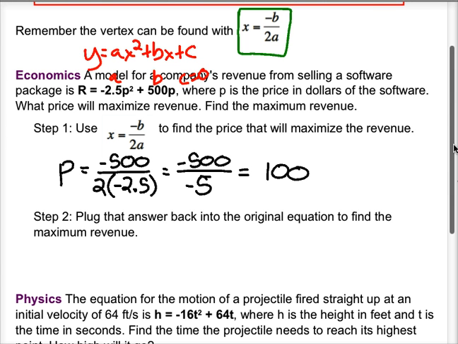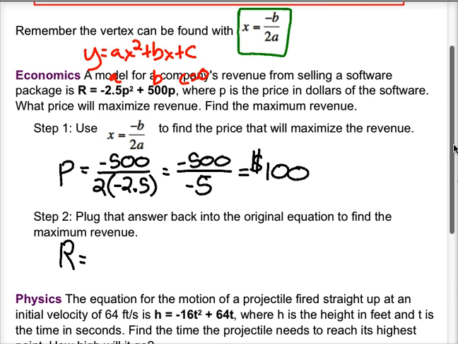And I want you to remember what that p represents. That p is the price that will maximize revenue. Since it's a price, we're talking about money. That is $100 that we just found. Now they say actually find the maximum revenue. Well, maximum revenue is R. So my second step is I'm going to have to plug that number back into the original equation to find the revenue. Because right now I have the price that will create a maximum revenue. Now I have to go back and plug it in.